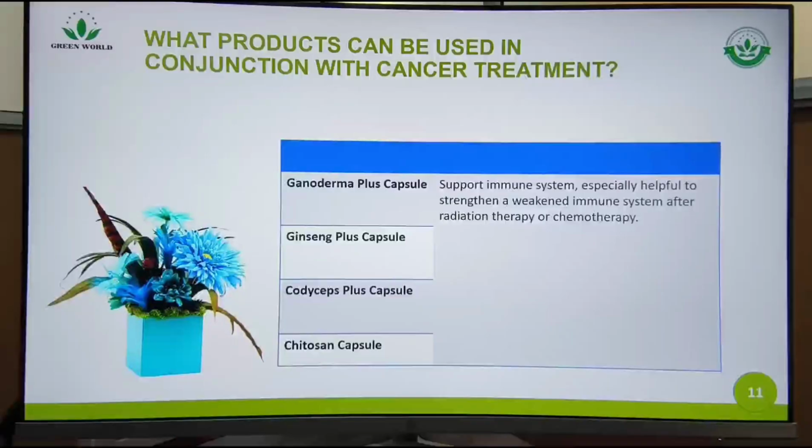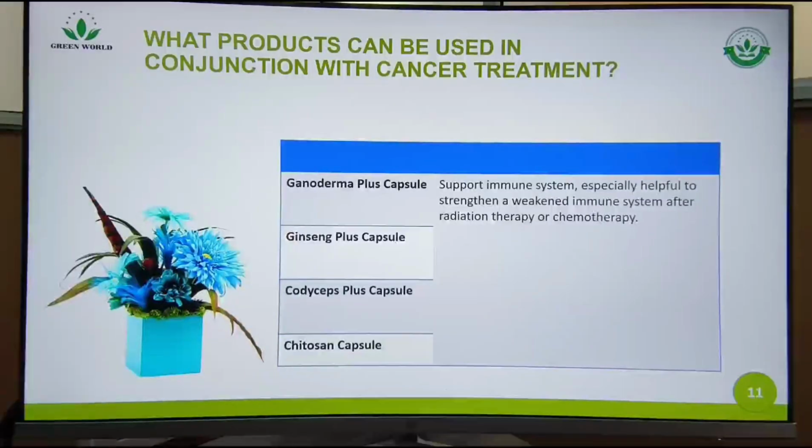Okay, so we have the Ganoderma Plus capsule, we have the Ginseng Plus capsule, we have the Cordyceps Plus capsule, and the Chitosan capsule. So just note them down, so that if you know anybody who is having the cancerous, just note this medication down. So after noting down, you can contact me, then I give you the price, and I let you know how you can access them, and then you prescribe them to your patient so that he or she can have a better treatment.